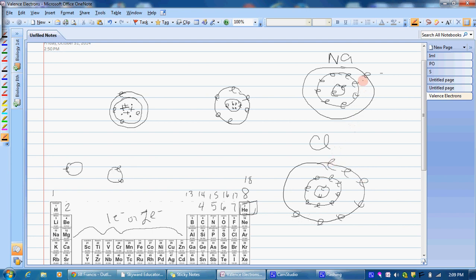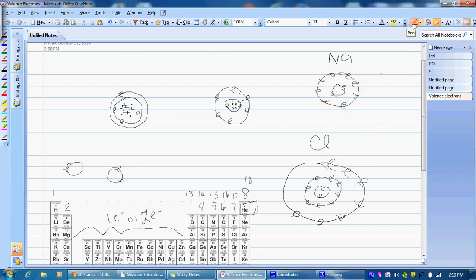So what happens here is sodium is very unstable because it only has 1 electron out here, and this shell really wants to have 8. And so what atoms do, and this goes for anything in group number 1, is they want to get rid of this electron here, and then they have 8 in their outer shell.